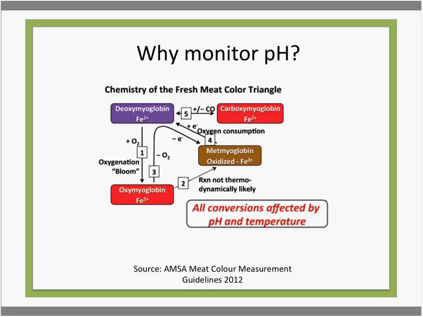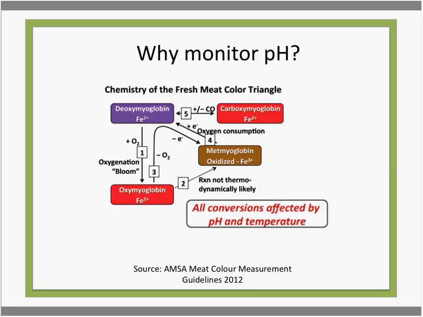Monitor pH too is because pH has an effect on the meat colour. This is what we call the meat colour triangle, where you have deoxygenated myoglobin, part of the blood cell, and you go through the different colours of a purple, and you cut the meat through to an oxygenated colour, which is where we want it to be.